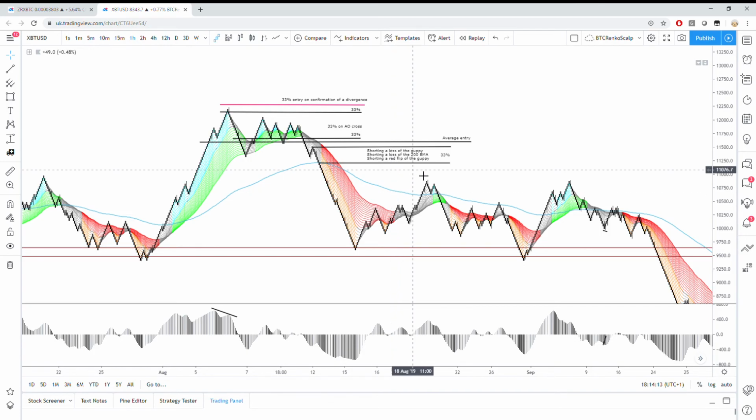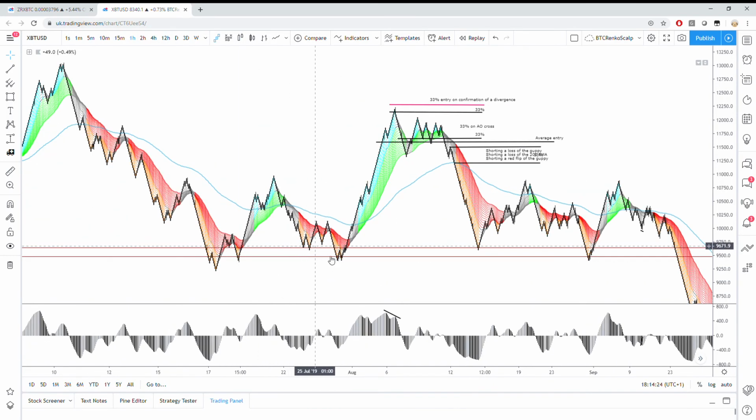So this is your average entry. Okay, here's your average entry. What we're looking at doing is riding the trend now to a point that we can safely take profit and be happy with the move that we've experienced. You can see that I've got this level marked out here.